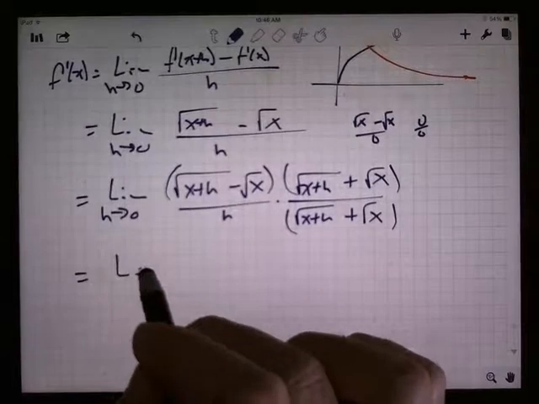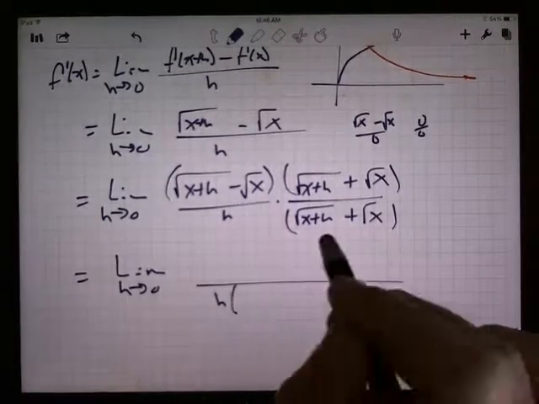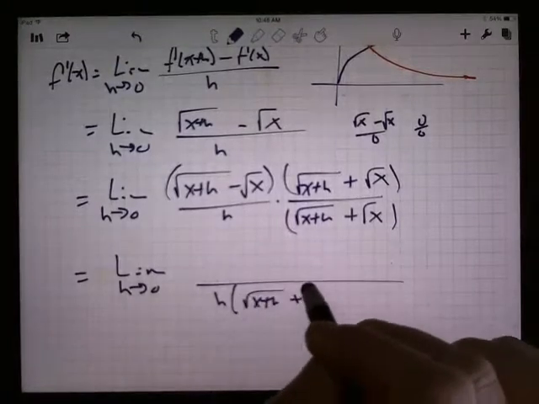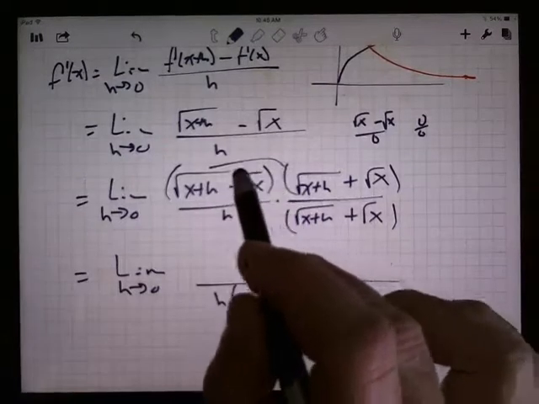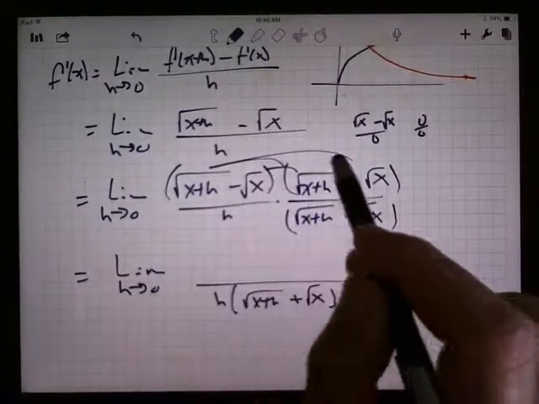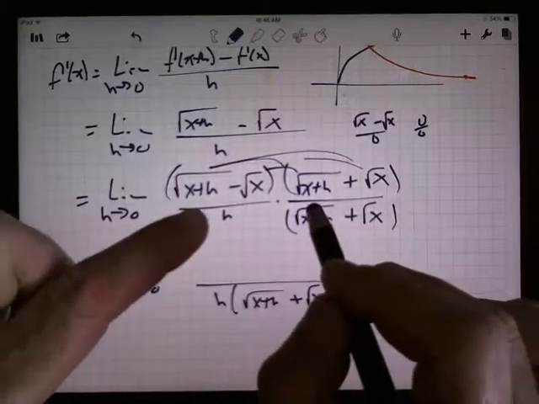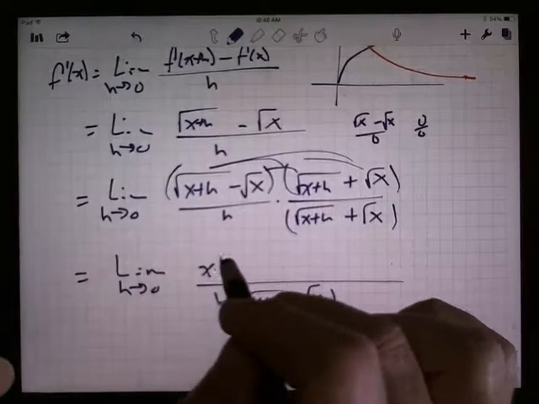Okay. Limit as h goes to 0. So the denominator I'm just leaving as h times this stuff, square root of x plus h plus the square root of x. The numerator I'm going to FOIL, so I've got to do firsts, I got to do outsides and insides and lasts, right, to FOIL that thing out. So the first is this square root times the same square root. That's just x plus h.